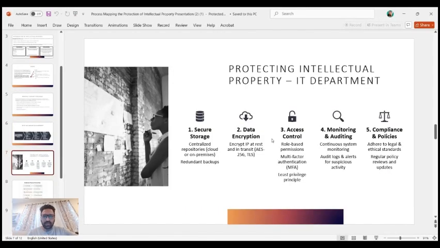Next slide. Protecting intellectual property. The IT department protects intellectual property by storing it in secure, centralized systems, either on premises or in the cloud. With regular backups, all sensitive data is encrypted at rest and in transit. Access is controlled using role-based permissions and multi-factor authentication, while continuous monitoring, audit logs, and policy compliance ensure security and risk mitigation.